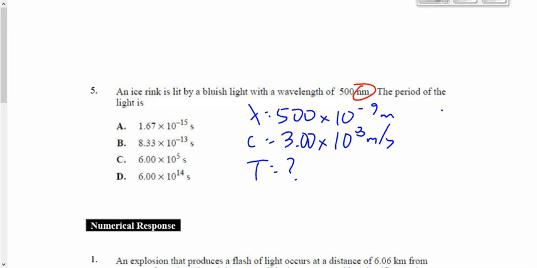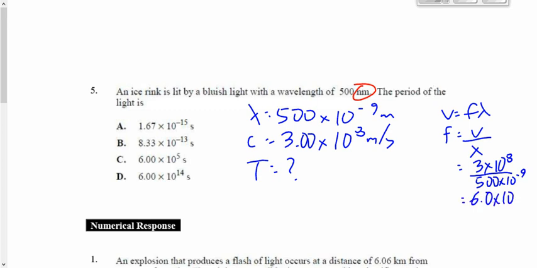Okay, let's try V is equal to F times lambda, or C is equal to F times lambda. We have lambda, we have V, so let's solve for F. Okay, that works. Because it's 3 times 10 to the 8 divided by 500 times 10 to the minus 9. And that's going to be 6.0 times 10 to the 14. Is that right? You know what? Nicole's off the hook now. T is equal to 1 over F. 1 over 6.0. And I think that one gave me A, wasn't it? 1.67 times 10 to the minus 15.